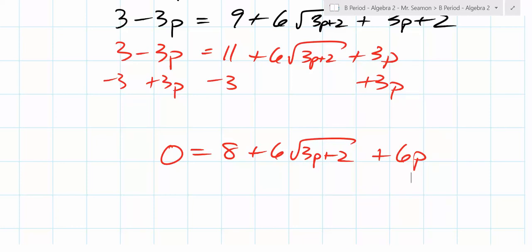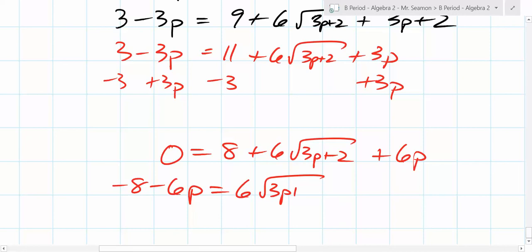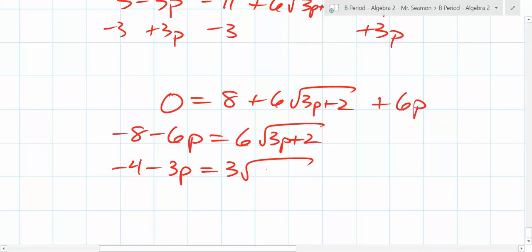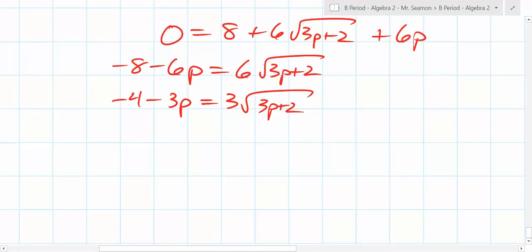So what do you have to do? Subtract 6p and 8. So what do you end up with? Negative 8 minus 6p is equal to 6 root 3p plus 2. What can you divide both sides by? They're also all even. So it could be negative 4 minus 3p is equal to what? 3 of them, right? Now I'm going to divide both sides by 3.